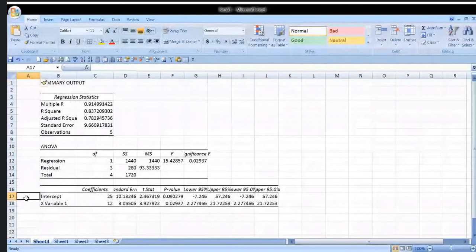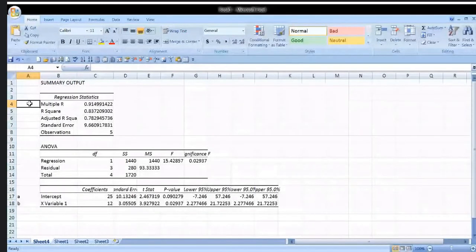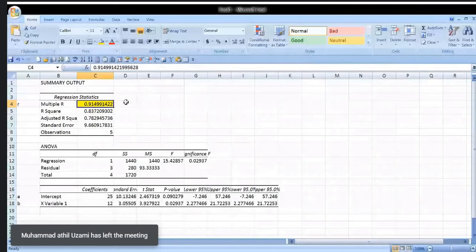Multiple R is the value R. If you see this one, this is the R value. This one is the value A. This is important.